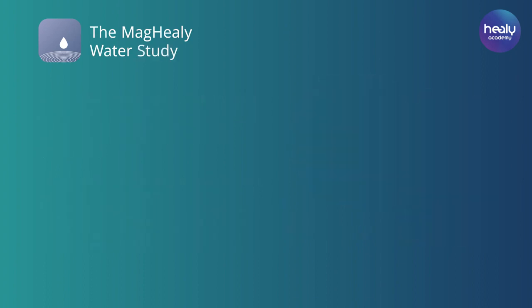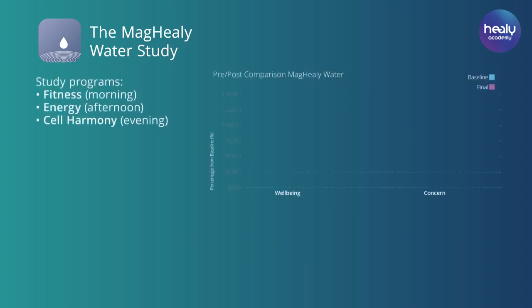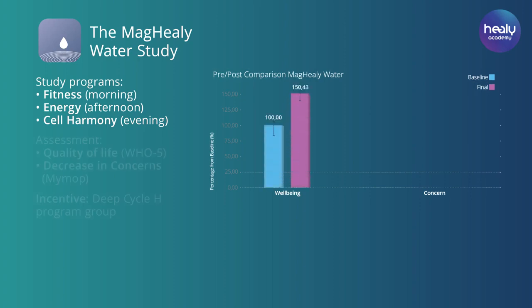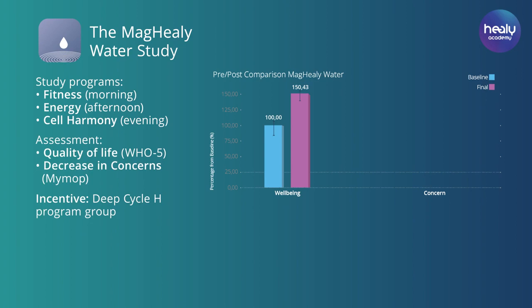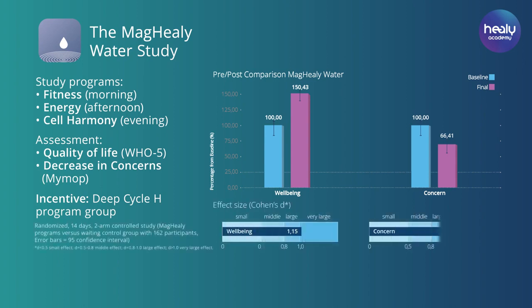In a study of the MagHealy Water program's fitness, energy, and cell harmony, participants had an average 50% increase in well-being on the Quality of Life Assessment, WHO-5, and an average 33% decrease in concerns, MIMOP. The effect size of this randomized, two-arm controlled study of 162 participants was very large for decrease in concerns.